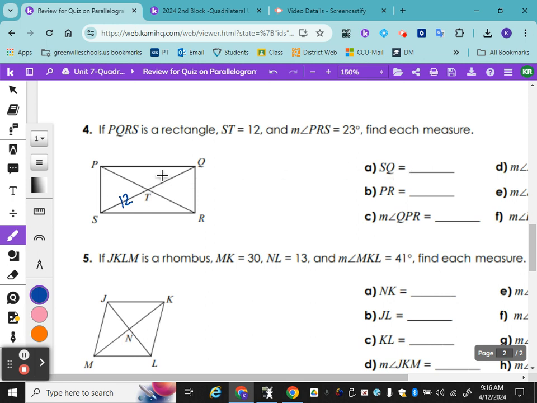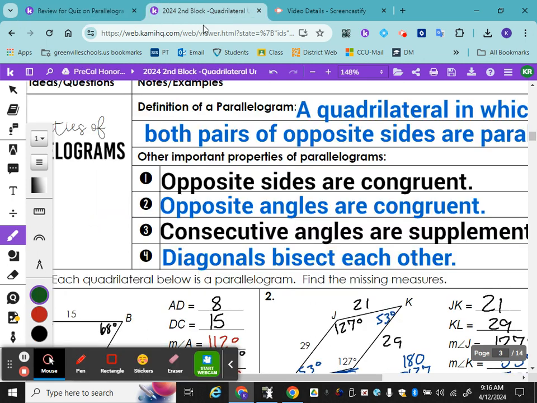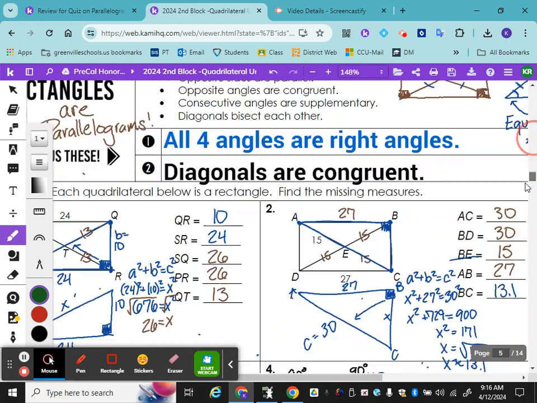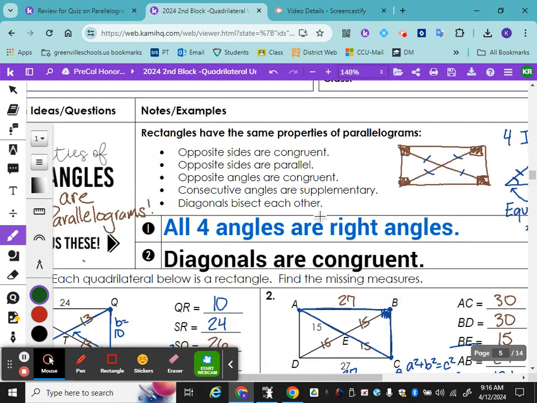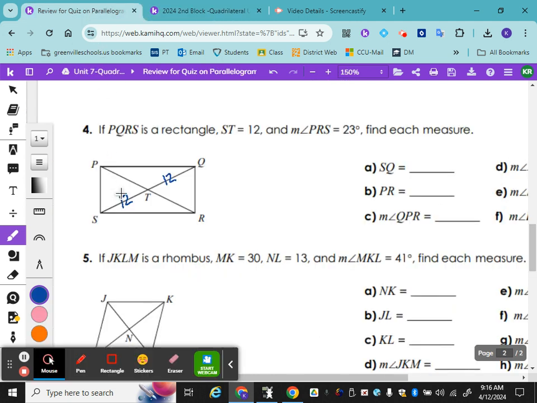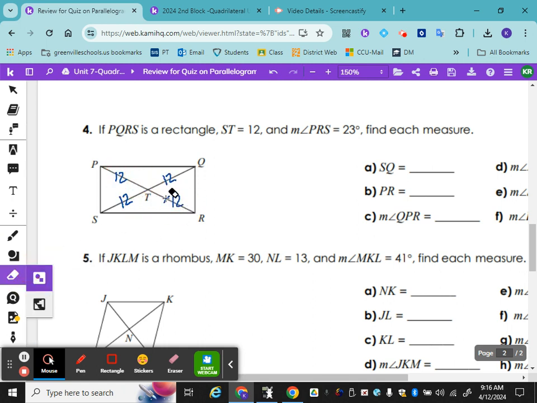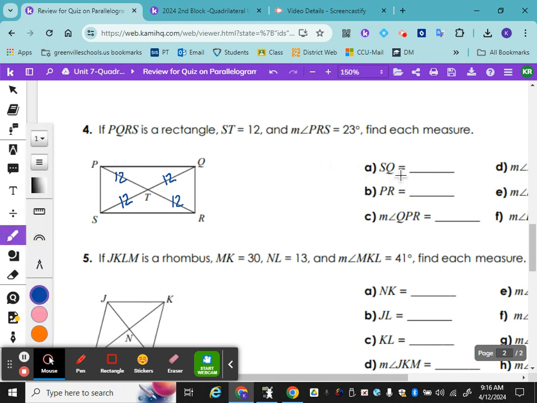So S to Q in a rectangle, all diagonals are congruent. In a rectangle, all diagonals are congruent. So that means all of these are congruent because P to R is equal to S to Q. So if this is 12, this is 12, this is 12, this is 12. I'm going to erase that just so it doesn't look like that. So they're all 12. So S to Q, 12 plus 12 is 24.